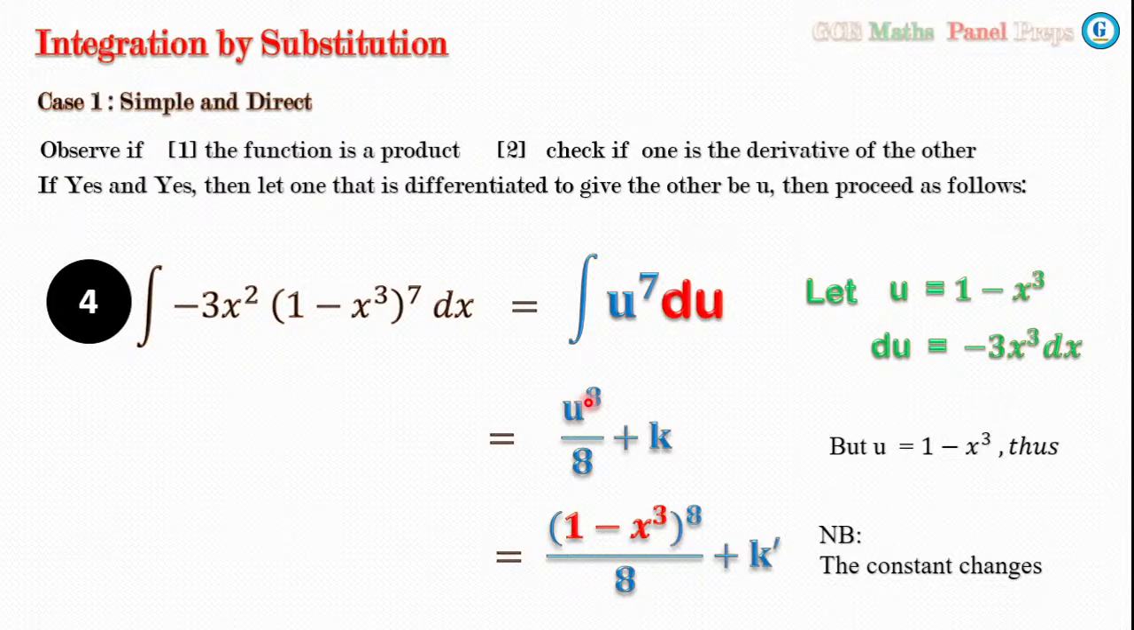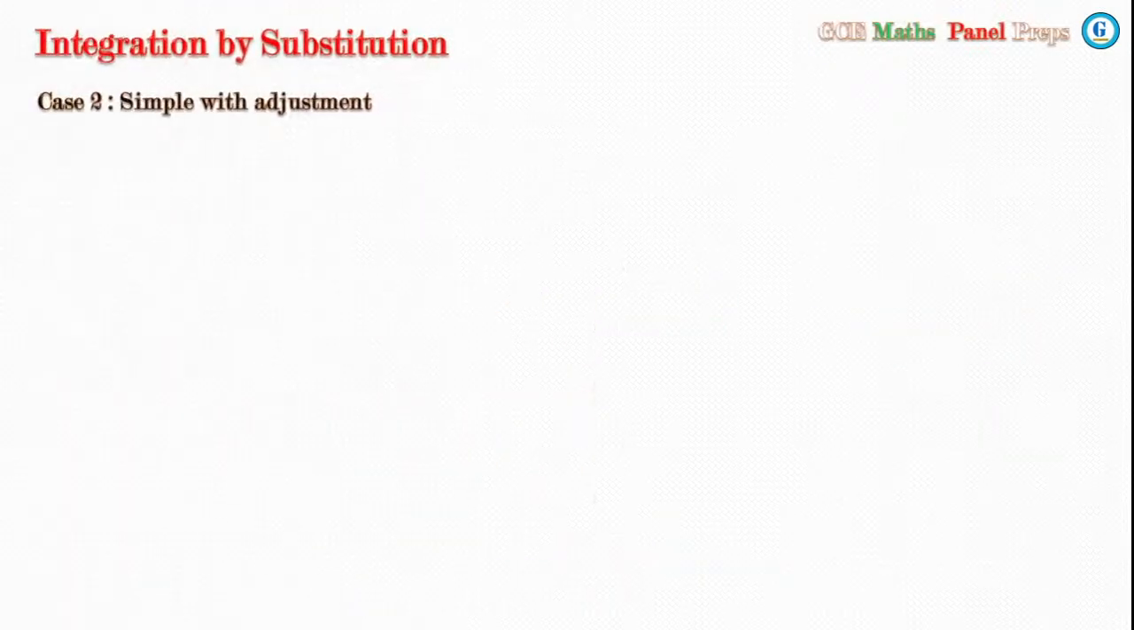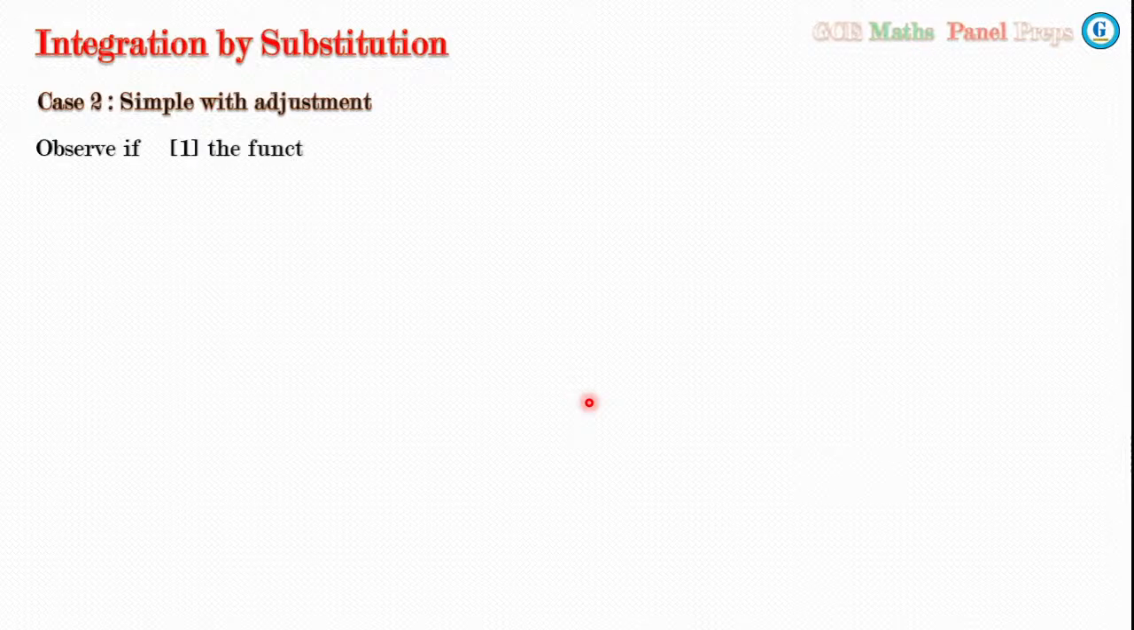So we have seen the cases where we can integrate simply and directly. Now, what happens if differentiating one of the functions gives us a value that is not equal to the other function that we have in the product? Let's see what happens in case 2, which is simple now with adjustments. The adjustment here is a numerical adjustment like we saw in rational functions in the second lesson.